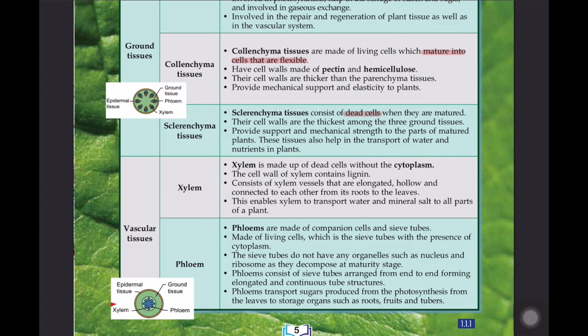all parts of the plants need energy. And where do you get the energy from? You get energy from sugars, right? So phloem just circulates the sugars, transporting the sugars to all parts of the plant.